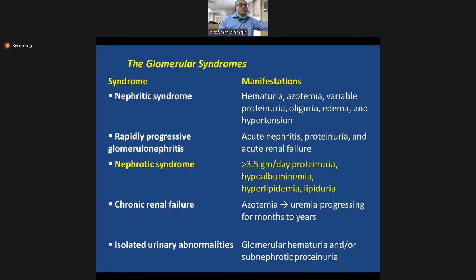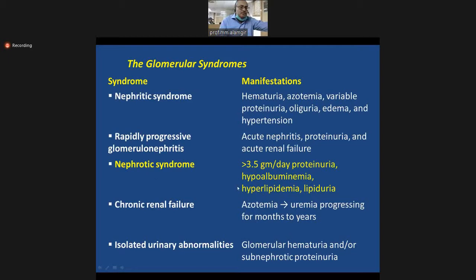Now, this is the main chart that we discussed in the context of various clinical scenarios which may present because of pathologies in the glomeruli. So glomerular pathologies basically manifest clinically in the form of either of these syndromes. Previously, we discussed nephritic syndrome. It was characterized by hematuria, azotemia, proteinuria, oliguria, edema, and hypertension. Then we also discussed crescentic glomerulonephritis, that is rapidly progressive glomerulonephritis. And today we'll be focusing more on nephrotic syndrome because this session belongs to nephrotic syndrome.